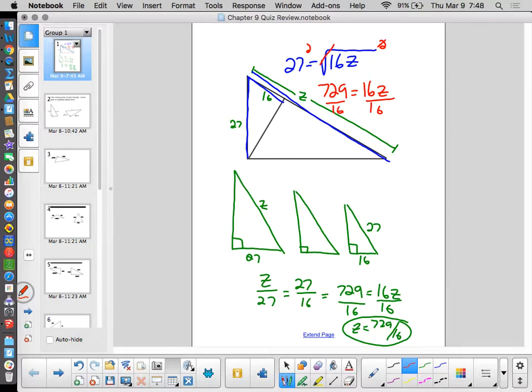Now, it's not a huge part of your quiz tomorrow, this stuff, but obviously there'll be a question on there. And you can choose to use either the geometric mean method or the drawing the triangle method. The geometric mean method, if you can do it correctly, is much faster. But the drawing the triangle method sometimes is a little safer.